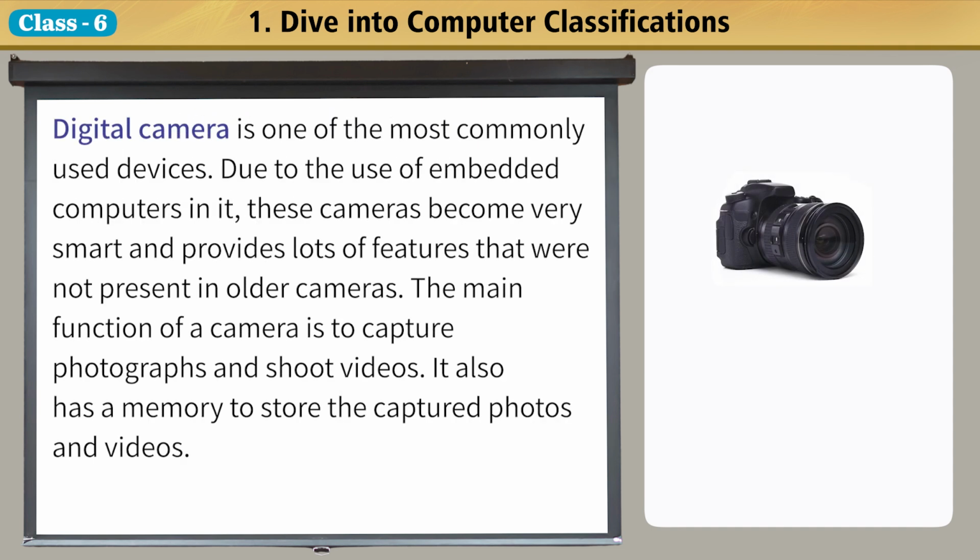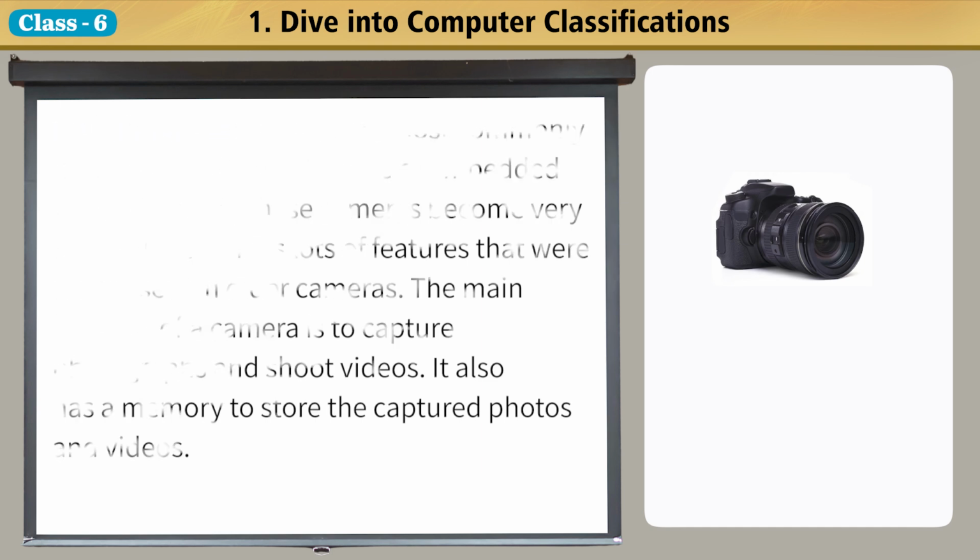Digital camera is one of the most commonly used devices. Due to the use of embedded computers in it, these cameras become very smart and provide lots of features that were not present in older cameras. The main function of a camera is to capture photographs and shoot videos. It also has a memory to store the captured photos and videos.